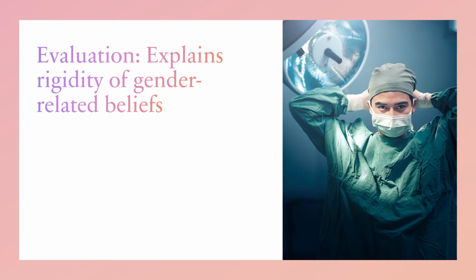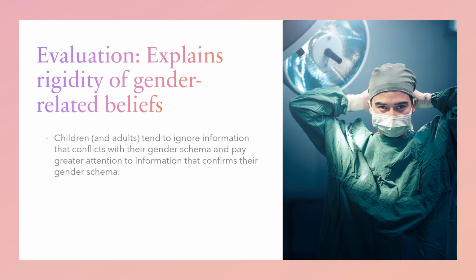Children and adults tend to ignore information that conflicts with their current gender schema, and we only pay attention to and take in information that confirms our current beliefs about gender. So it's a classic confirmation bias, which we looked at when we looked at the cognitive approach the first time. We take in information that fits in with our current belief system and ignore information that doesn't.